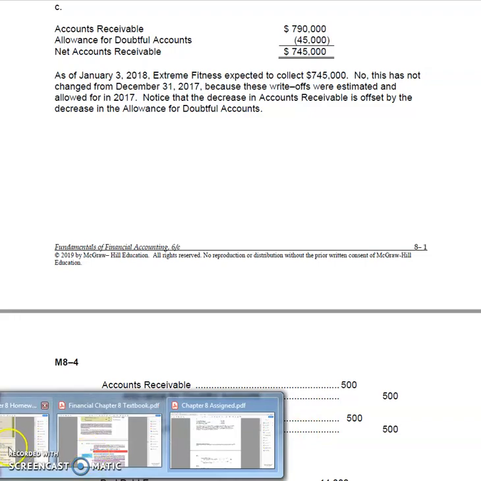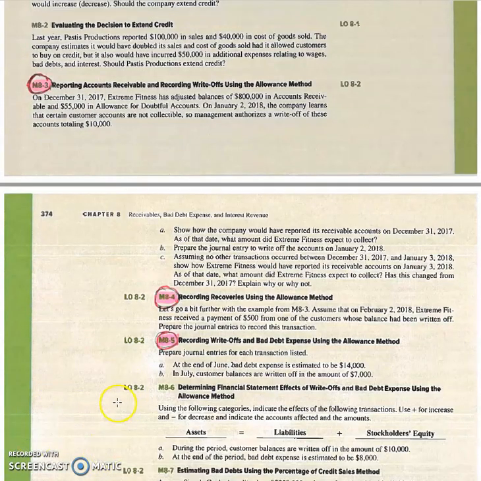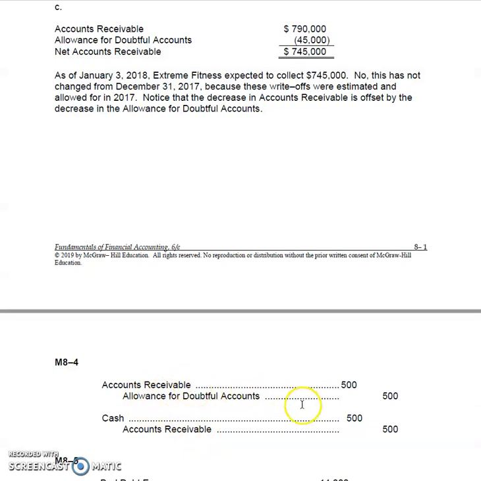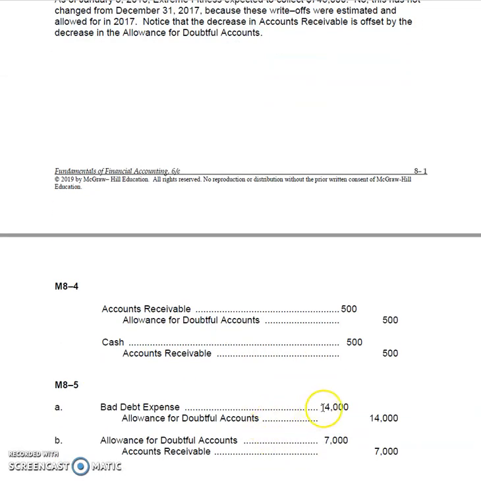Next, we have mini exercise 8.5. Prepare journal entries for each transaction listed. So at the end of June, bad debt expense is estimated to be $14,000. So that's our estimated bad debt expense. So we're going to debit bad debt expense to record that. Credit the allowance account for the $14,000. There we have the debit to the bad debt expense, credit to the allowance for $14,000.